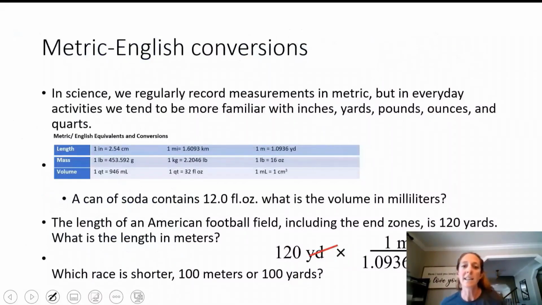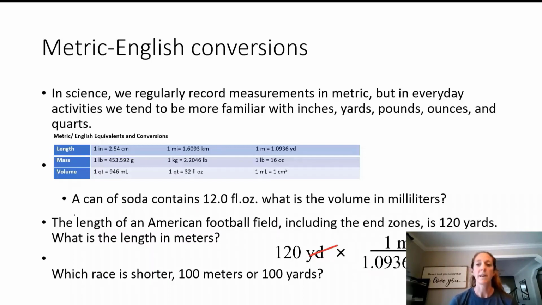Now, in science, we regularly use the metric system, but in everyday usage, we're definitely more familiar with inches, yards, pounds, ounces, quarts, if you're a canner. And so here are some metric and English conversion factors, showing what's equivalent to each other by means of length, mass, and volume. You'd be given this on any kind of test, just like the metric prefixes. You just need to know how to use it.